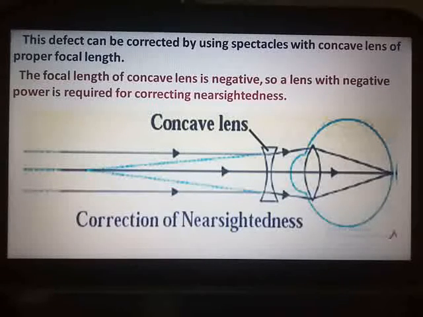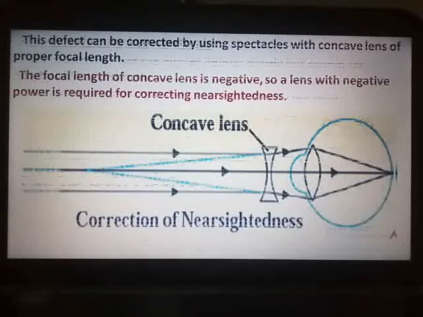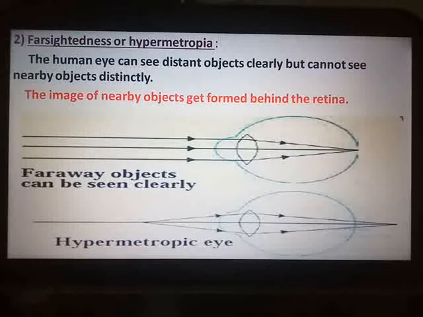You have heard about the spectacle numbers in our day-to-day life. Some say my number is negative, some say we have positive number. So today you have come to learn one more thing, that it depends upon the type of lens which is present in their spectacles. The power of the lens is different for different eyes depending on the magnitude, the intensity of the defect.